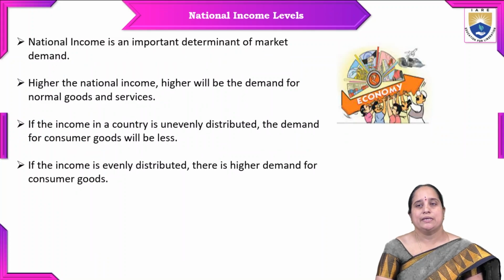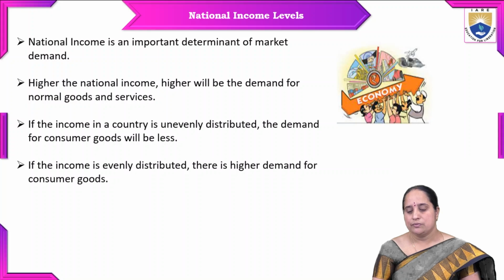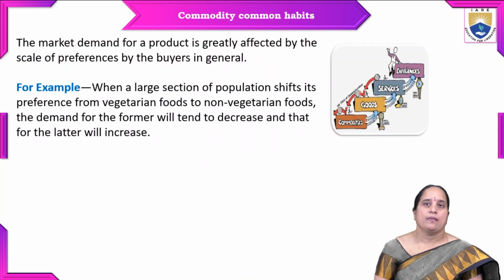Then comes national income levels. So national income is an important determinant of market demand. Higher the national income, higher will be the demand for normal goods and services. If the income in a country is unevenly distributed, the demand for consumer goods will be less. If the income is evenly distributed, there is high demand for consumer goods.